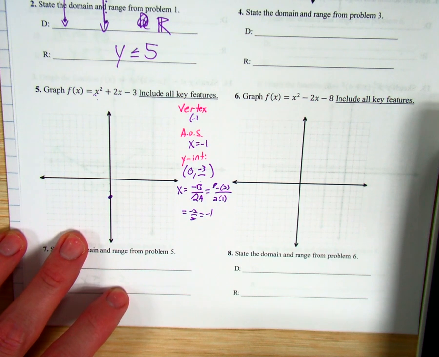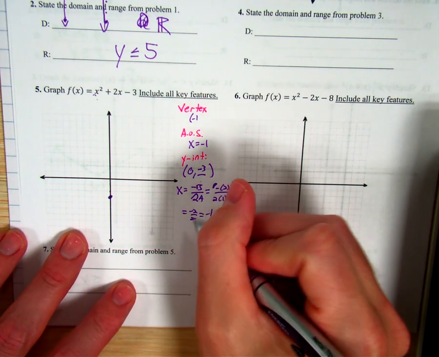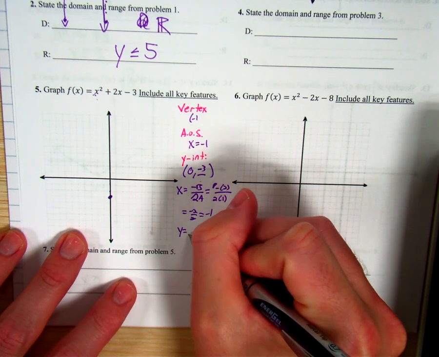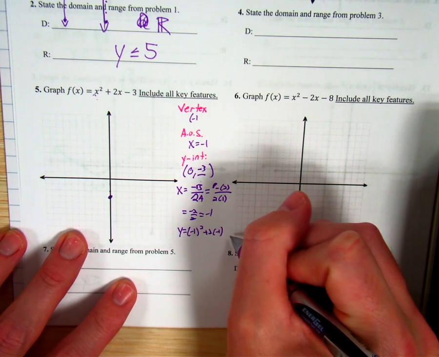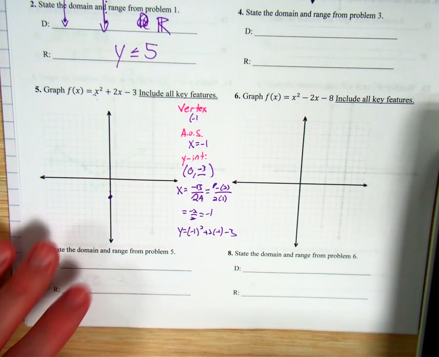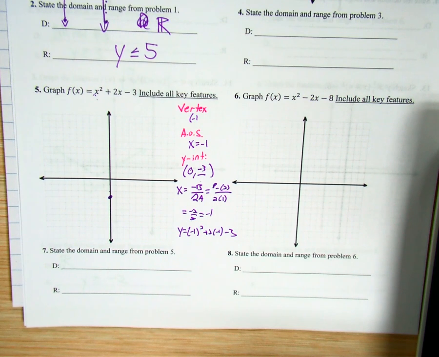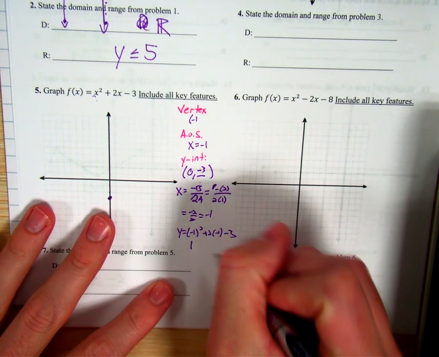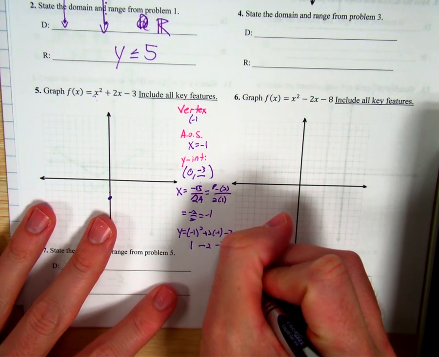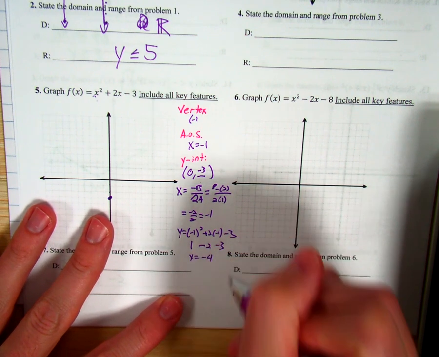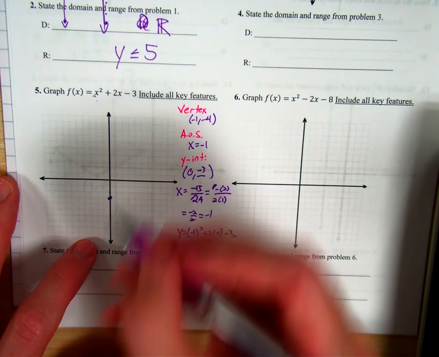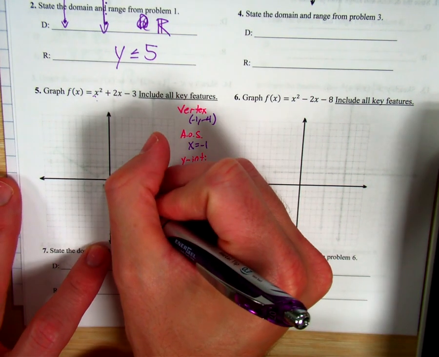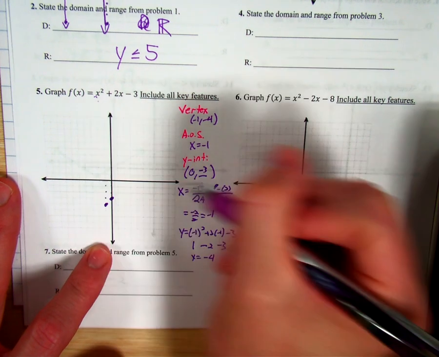To get your y-coordinate, we're going to plug that negative 1 in. So we have negative 1 squared plus 2 times negative 1 minus 3. Very easy mistake to make right here in the beginning. Negative 1 squared. Negative 1 times negative 1 should be positive 1. Then we have a minus 2 and a minus 3. Our y should be negative 4. Negative 1, negative 1, 2, 3, 4. There's our vertex.